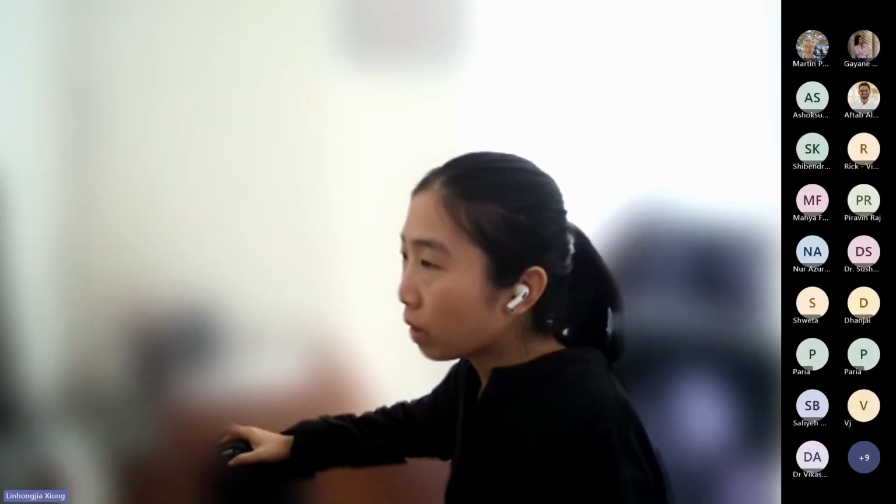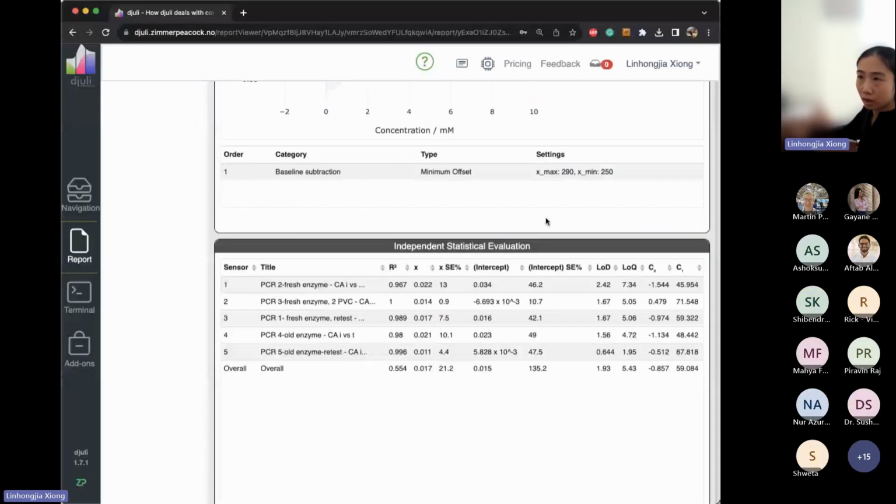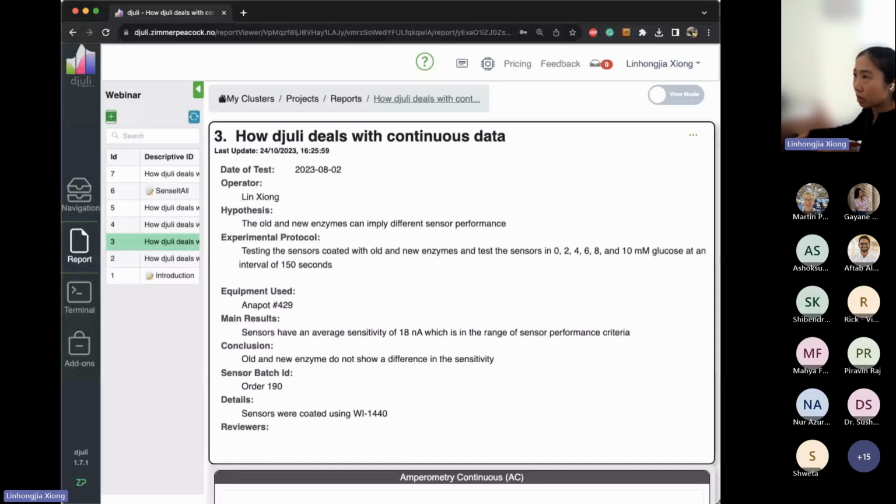One really important technique for electrochemistry analysis is chronoamperometry. It is important for the application for oxygen detection as well as for glucose detection, as mentioned by Martin. Today I'm going to share a report that uses our real samples for an FDA application. The purpose of this work is to compare our sensor functionalized with the old enzyme against the new enzyme.